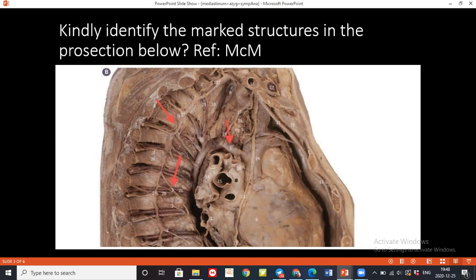Yes. All right. Can you please identify number three here? This is the greater splanchnic nerve. Okay. What kind of nerve is this? It is the parasympathetic nerve. Okay. Where does it supply? Please tell me more about it. It supplies the abdominal viscera.